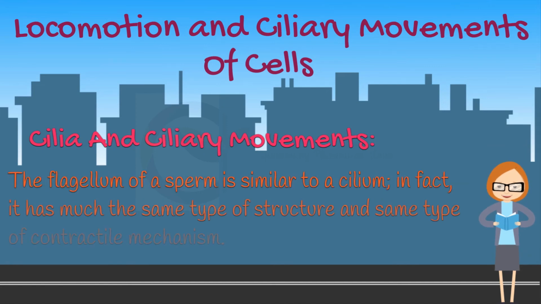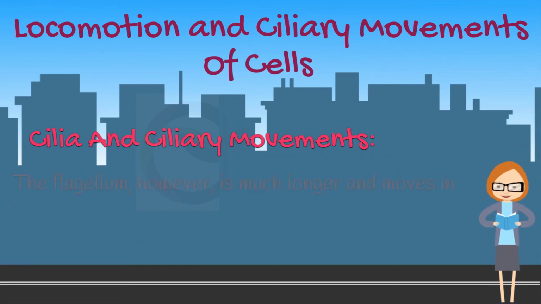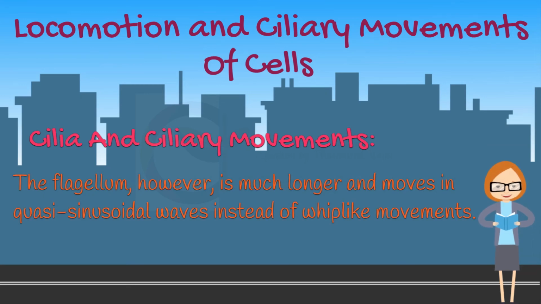The flagellum of a sperm is similar to a cilium. In fact, it has much the same type of structure and same type of contractile mechanism. The flagellum, however, is much longer and moves in quasi-sinusoidal waves, instead of whip-like movements.